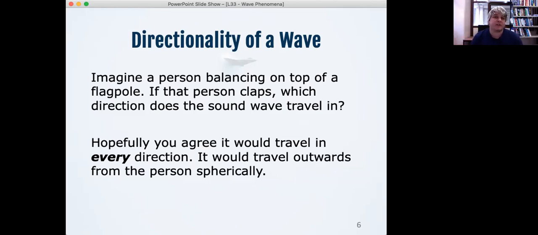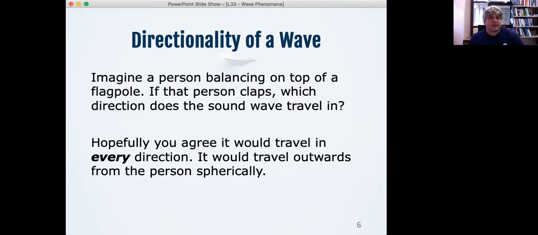But we can get three-dimensional as well, because if we talk about a sound wave, that travels through the air, and that sound wave travels in 3 dimensions. Right? If someone sits on top of a flagpole, as in this example, and claps, then that sound wave is going to spread out. But which direction is it going to spread out? Hopefully you agree it would spread out in every direction. Right? It's going to go every way. There's not just one direction for that sound wave, it goes everywhere.